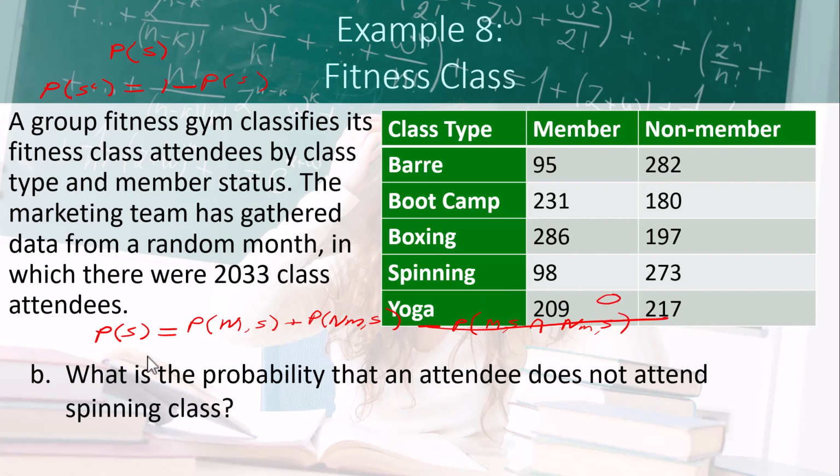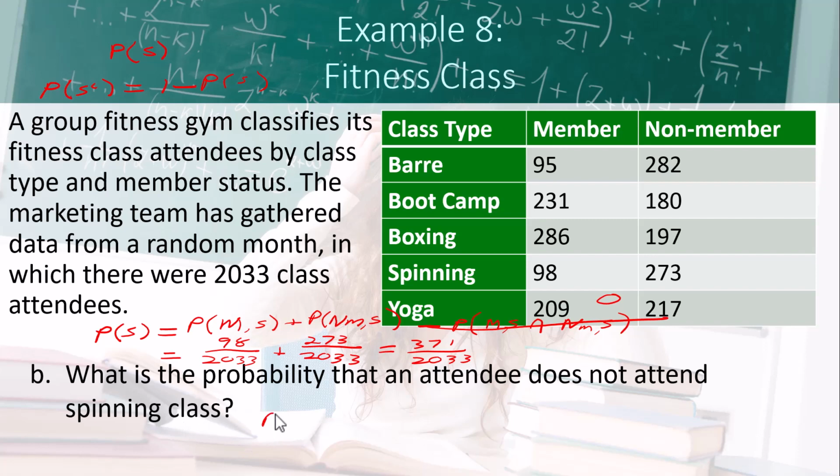Now, the number of members that are in spinning class happens to be 98. So that's going to be 98 divided by 2033 plus 273 divided by 2033, and that will give us 371 divided by 2033.